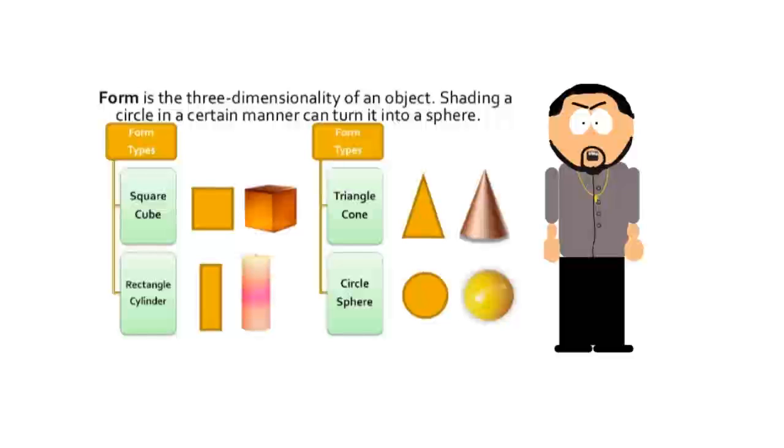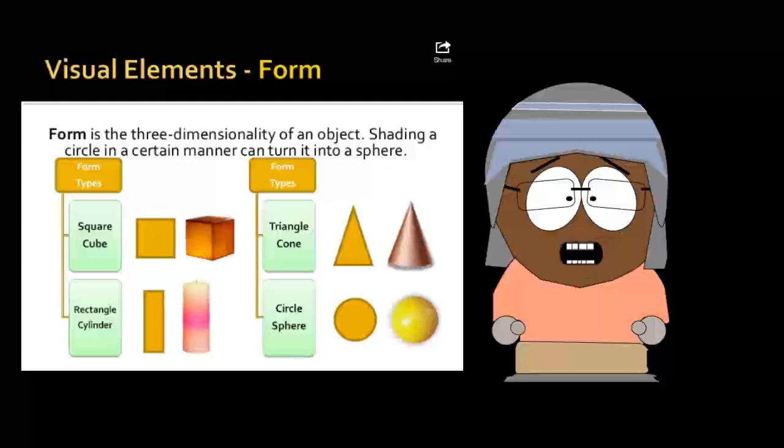Form is the dimensionality of an object. Shading a circle in a certain manner can turn it into a sphere.